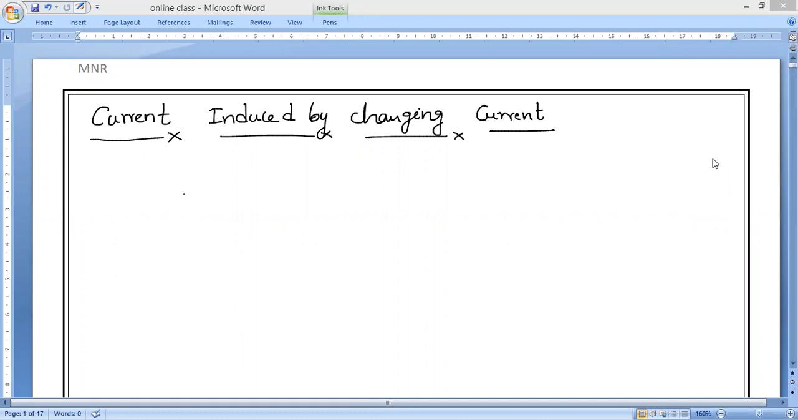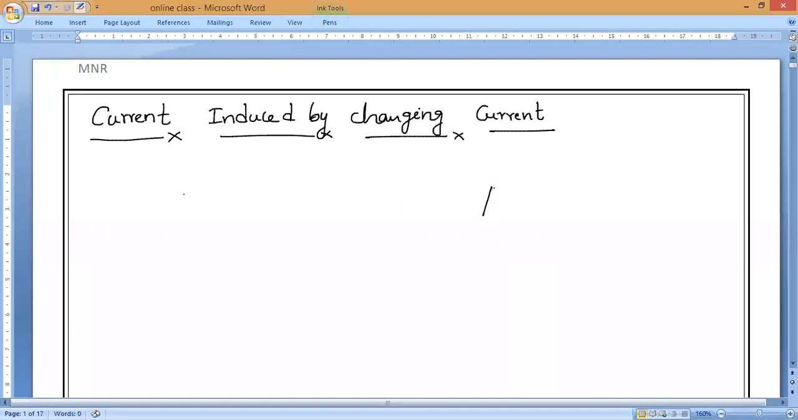Now this one is experiment number 3, current induced by changing current. So if you notice, in the first experiments, there is a relative motion so that the current is induced. It means the conductor keeps on changing. If you take the first experiment, it's not Faraday's experiment.